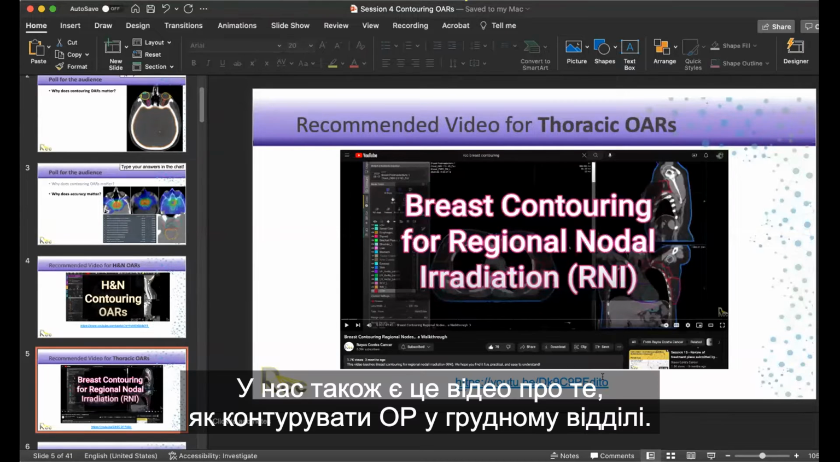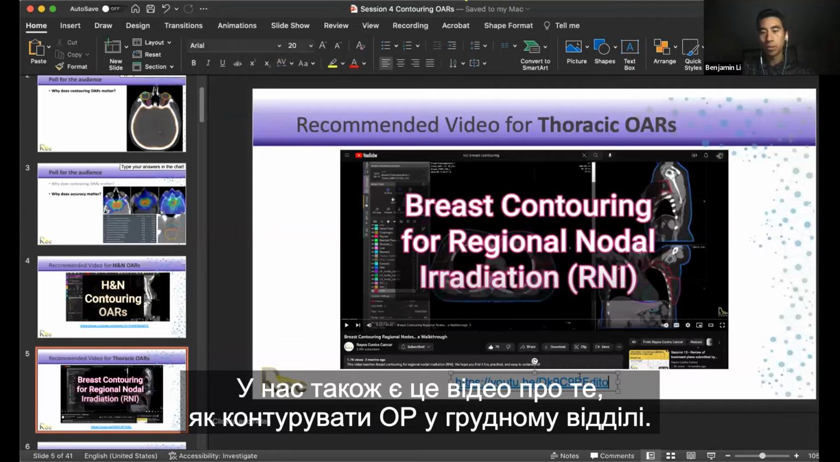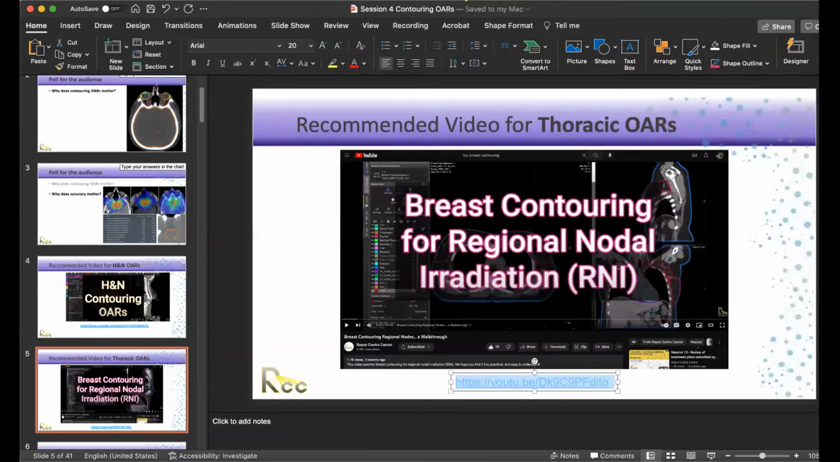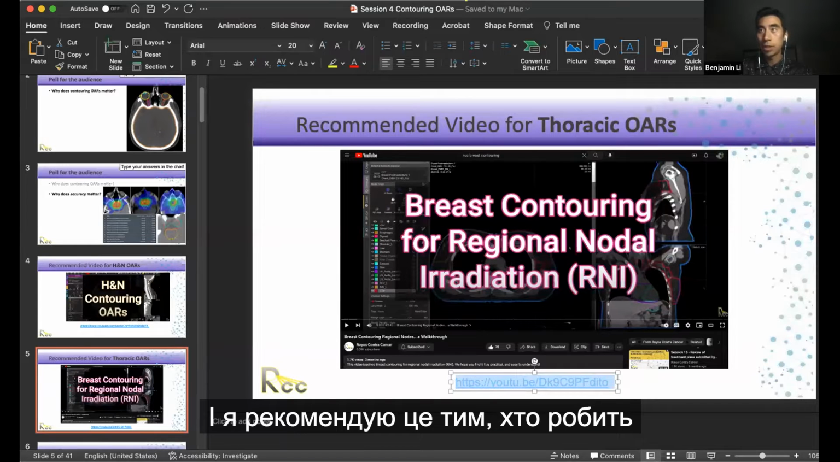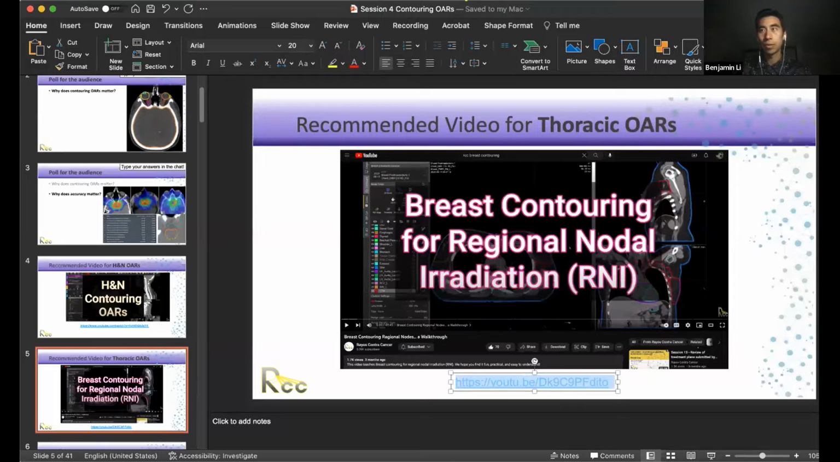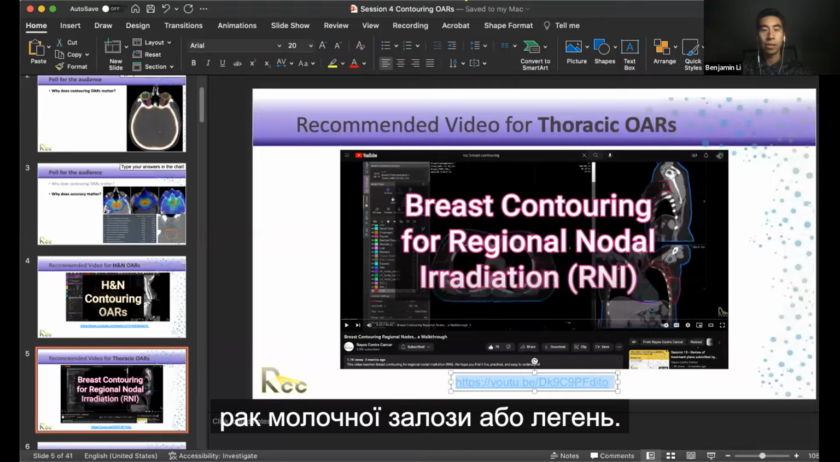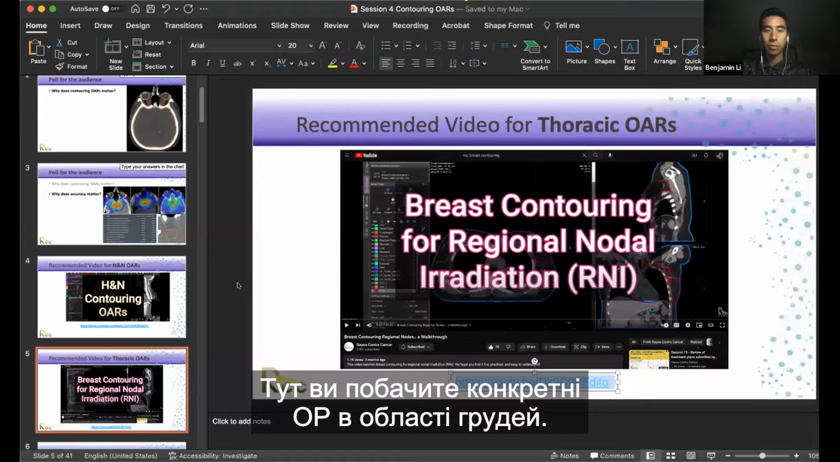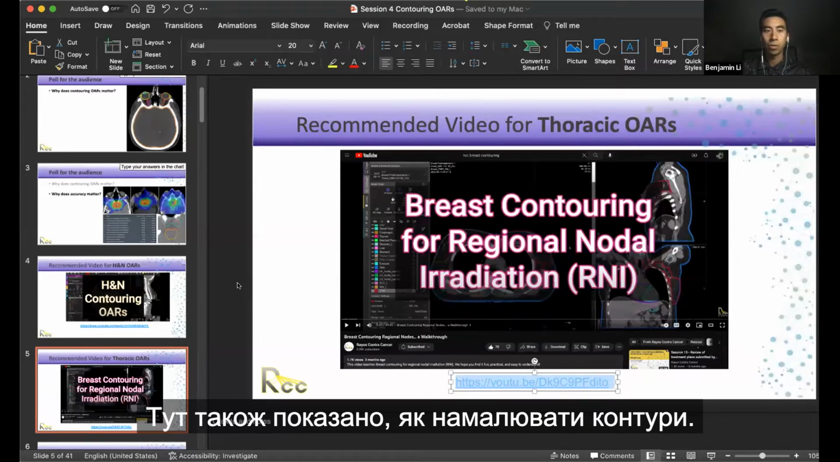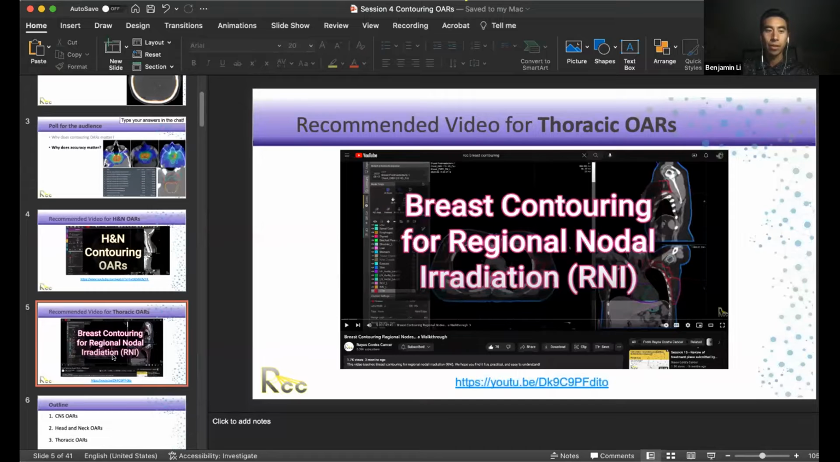We also have this video for how to contour the OARs in the thoracic region. And I highly recommend this for those that are doing breast cases or lung cases. This will show the specific OARs in the breast region. This one also shows how to do the contours.